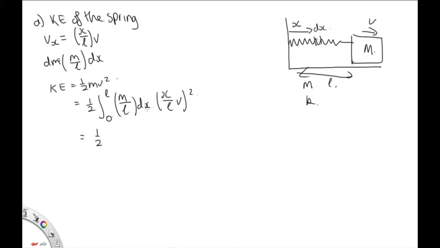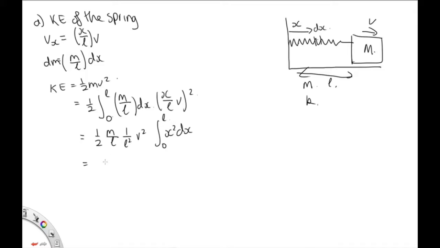Now we can pull the m on L out because that's not a variable. This 1 on L squared is not a variable, and v squared is also not a variable. And so what we're left with integrating is x squared dx from 0 to L.